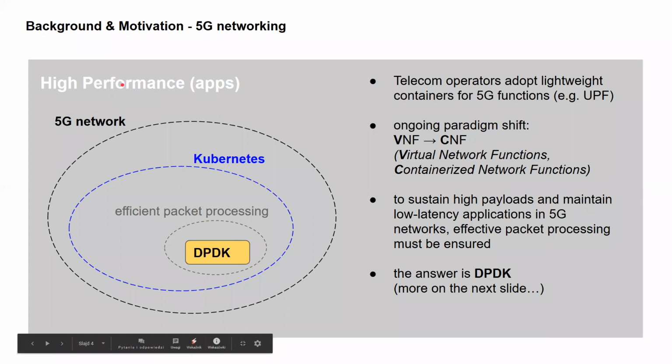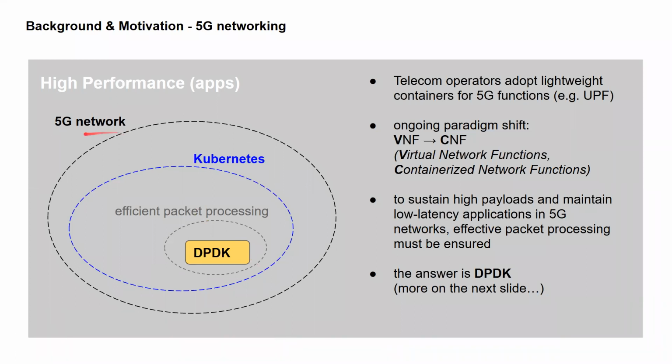Okay, a little about background. As 5G networks roll out, telecom companies try to shift from VNF to CNF, which basically means that packet processing won't be done in virtual machines and will be done in containerized environments. So for example, UPF, which is a key component of 5G, must ensure effective packet processing to meet those requirements I mentioned earlier. And how to do this on the application side? The answer here is DPDK.